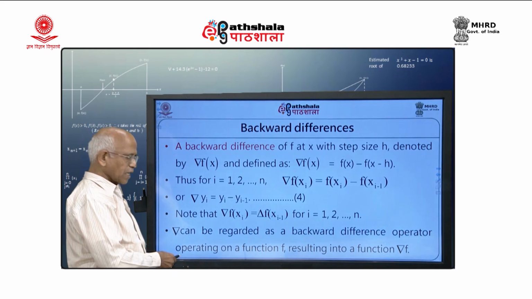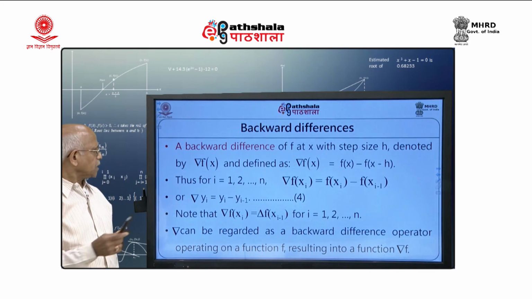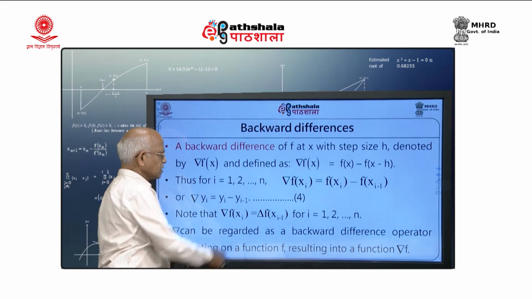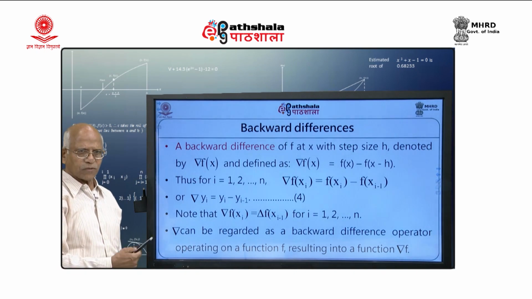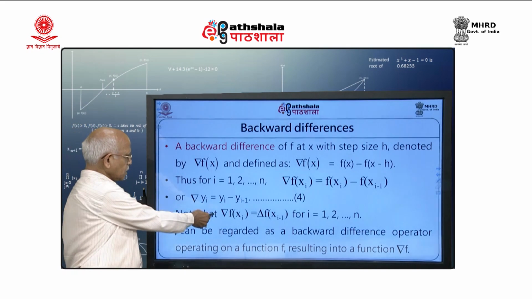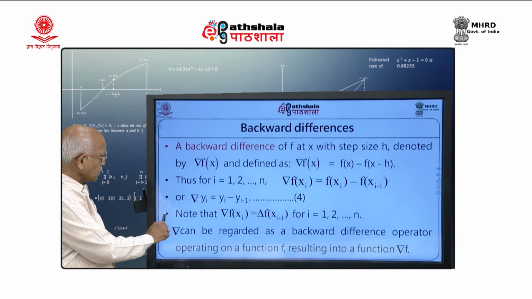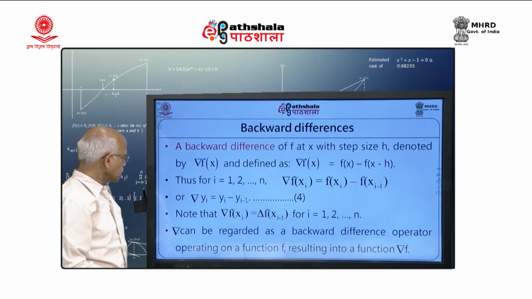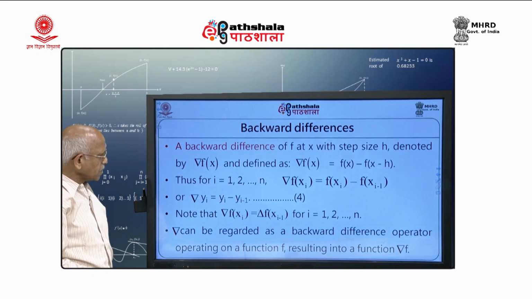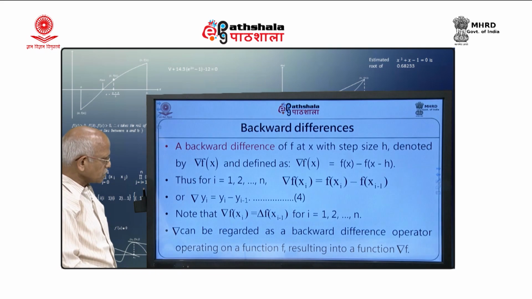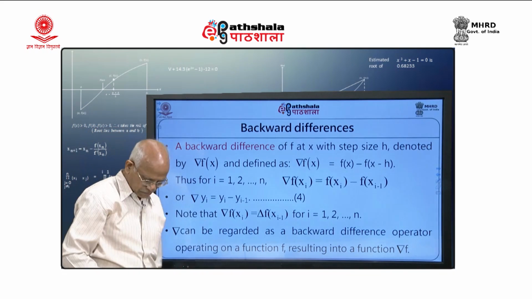Note that del f(x_i) is nothing but delta f(x_{i-1}), because here the forward value will be f(x_i) and the current value will be f(x_{i-1}), which is the same as del of f(x_i). So, both these differences have a close relationship with each other like this. Del can be regarded again as a backward difference operator, just as the forward difference operator, operating on a function f resulting in a function del f.